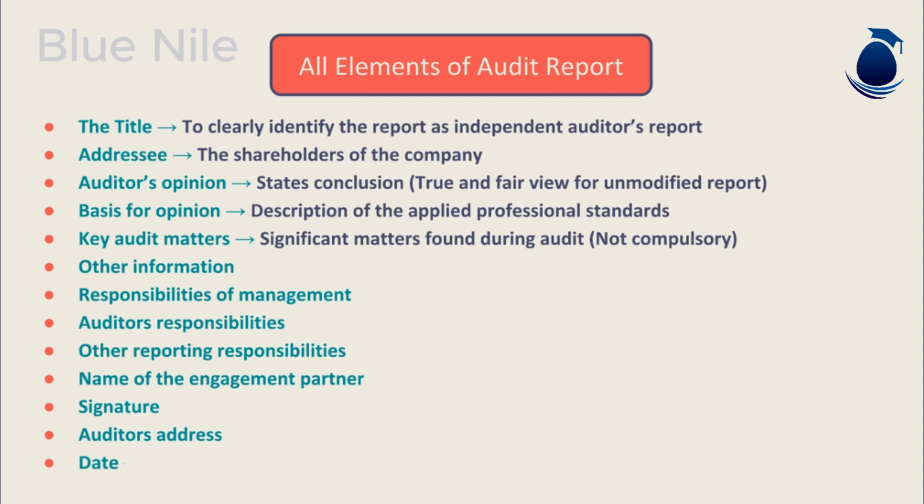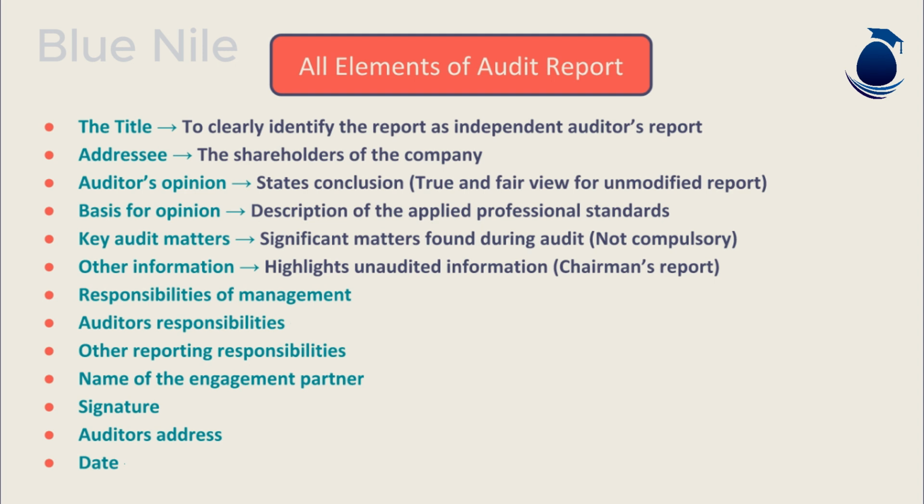Other information is to inform the users if there is other information that has been included within the financial statements that has not been audited. It is to inform the users of areas of the financial report that have not been audited, but may have been reviewed by the auditor. An example would be the chairman's report, which does not form part of the financial statements. The auditor reviews it for consistency.